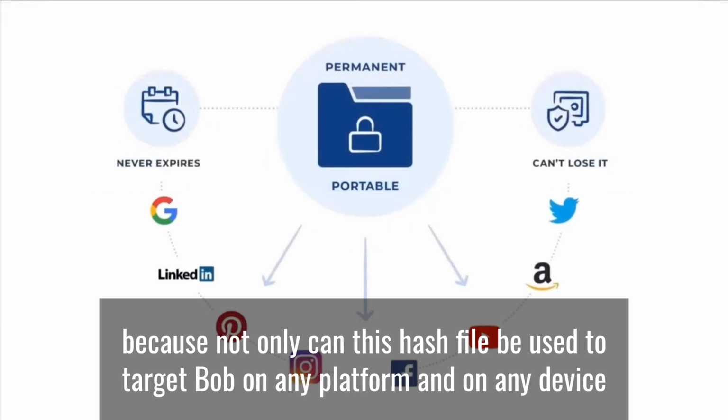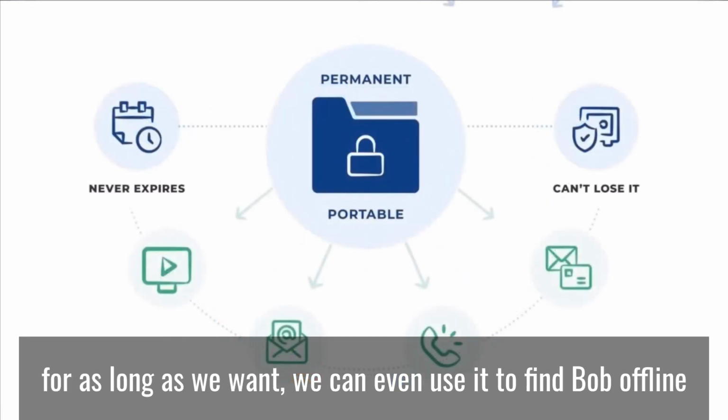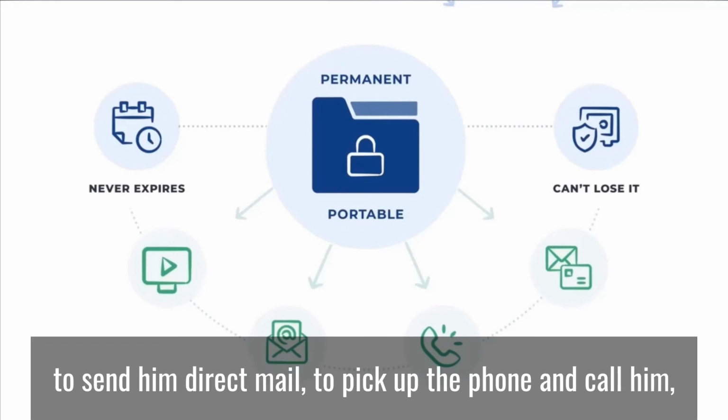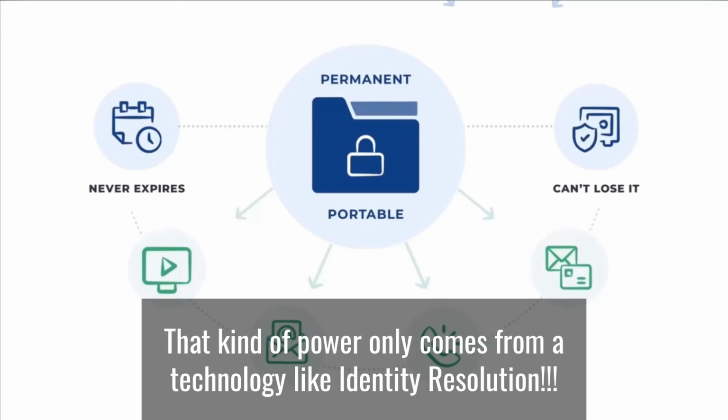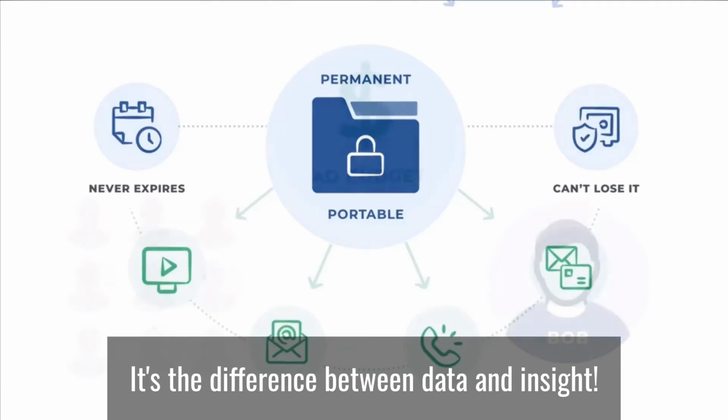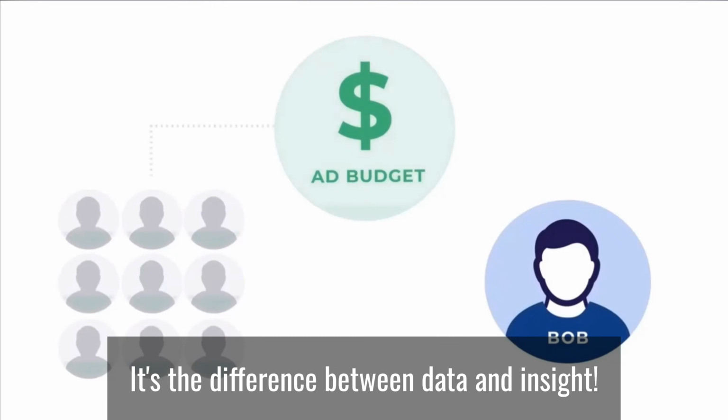Because not only can this hash file be used to target Bob on any platform and on any device for as long as we want, we can even use it to find Bob offline, to send him direct mail, to pick up the phone and call him, or, coming very soon, to reach him via one-to-one radio and TV ads. That kind of power only comes from a technology like identity resolution. It's the difference between data and insight.